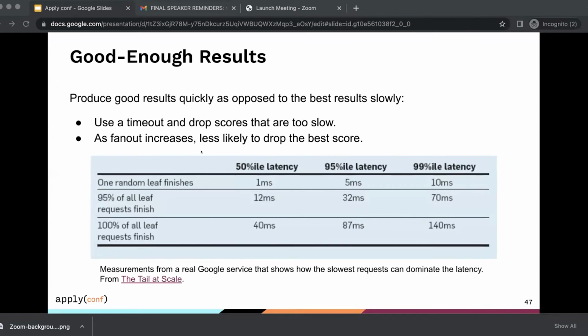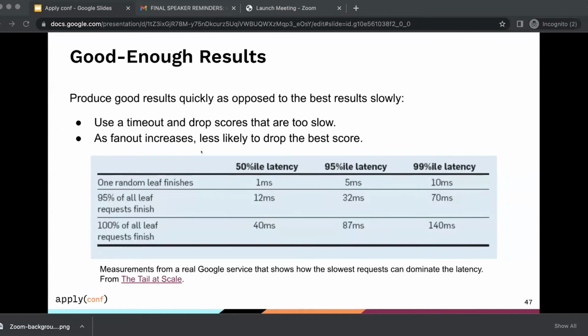Last but not least is the idea of good enough results. This is another idea that came from The Tail at Scale. The idea is to produce good enough results quickly, as opposed to the best results slowly. How we would do it is use some sort of timeout and just drop the scores that don't compute in time. The nice thing about this is that the more scores we have to compute, as our fan out increases, the less likely it is that we're going to drop the best score. So as the problem gets worse with fan out, it actually becomes more useful to use this technique.